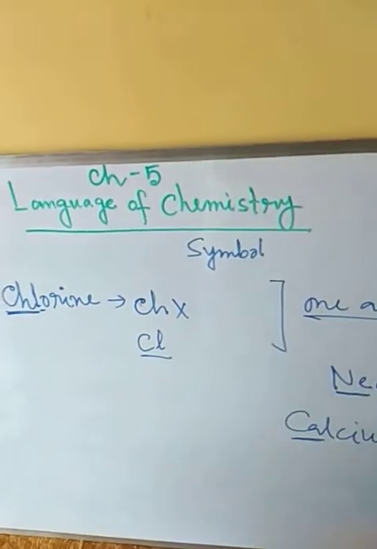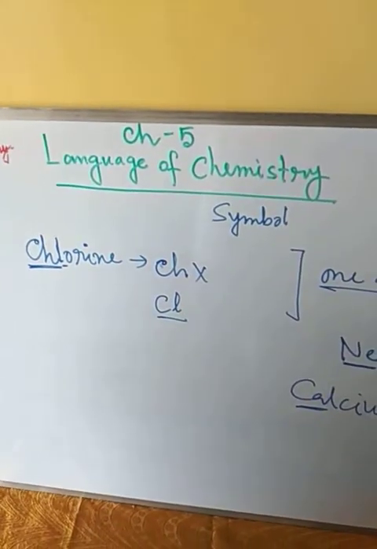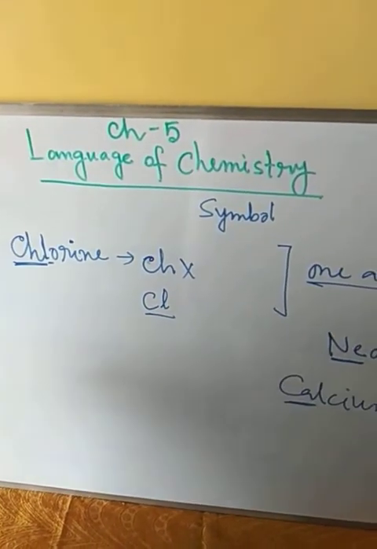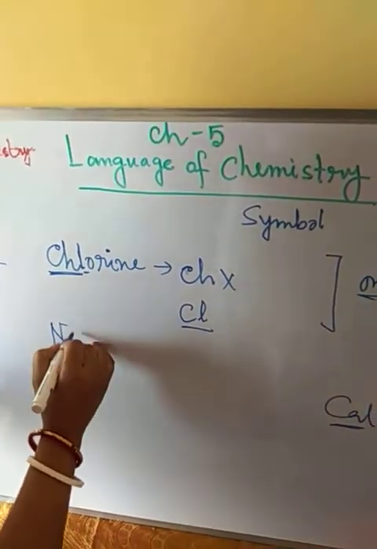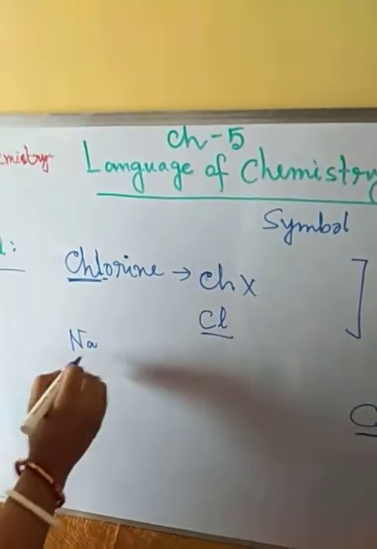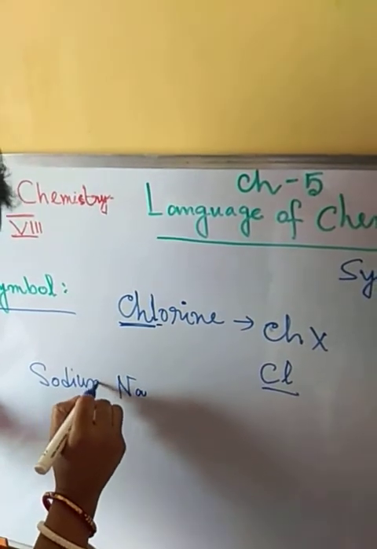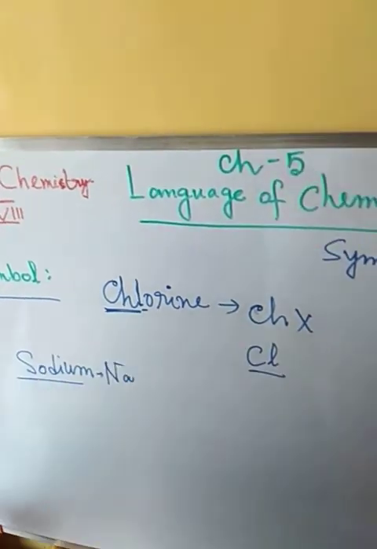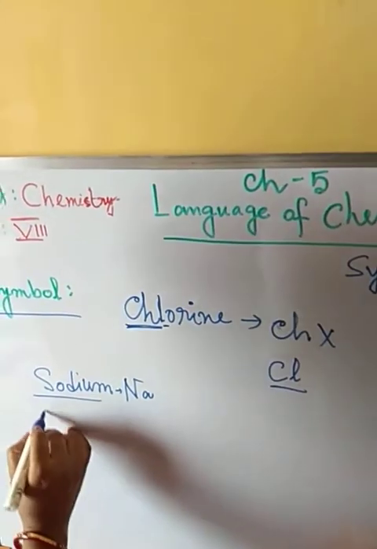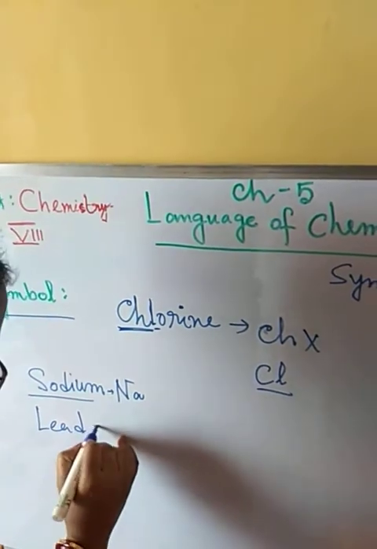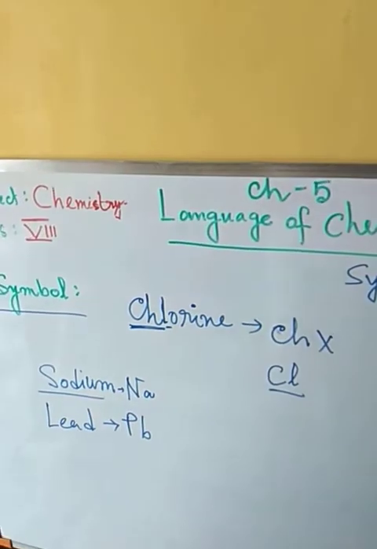Now for a few elements we use the Latin names, and from the Latin names we get the symbol. Like for sodium, natrium is the Latin name. So the symbol of sodium will be Na, not S and all. In the same manner, lead's Latin name is plumbum. So Pb will be the symbol for lead.